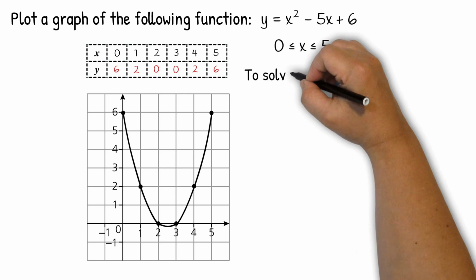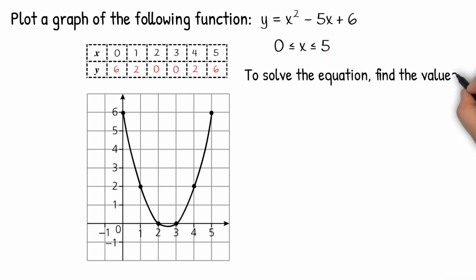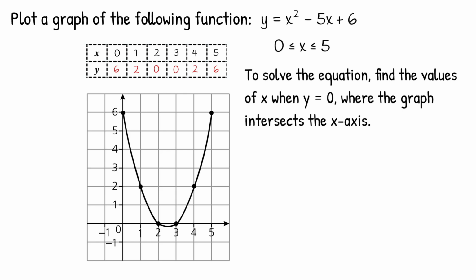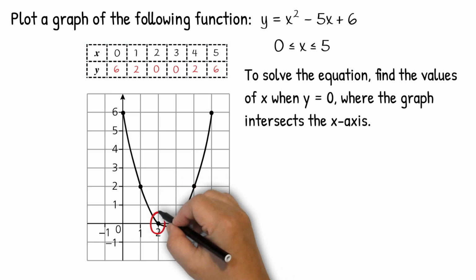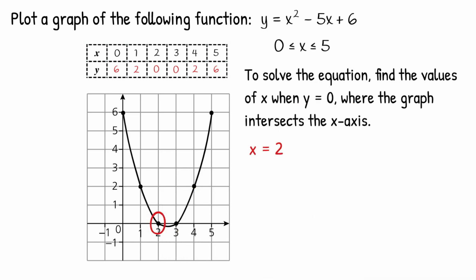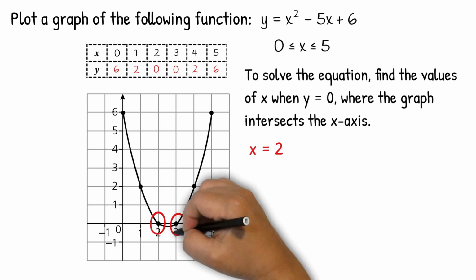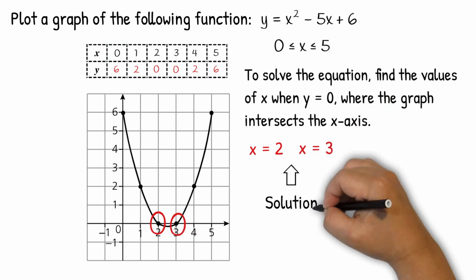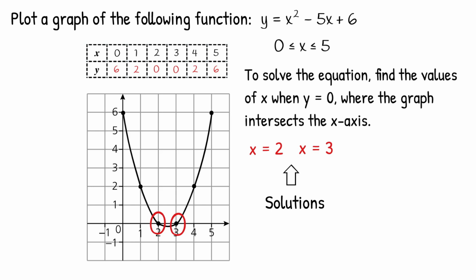To solve the equation, we have to find the values of x when y is equal to 0, where the graph intersects the x-axis. So if you take a look at the graph, you can see this will be over here where x is equal to 2 and here where x is equal to 3. So these are the roots, these are the solutions of the equation.